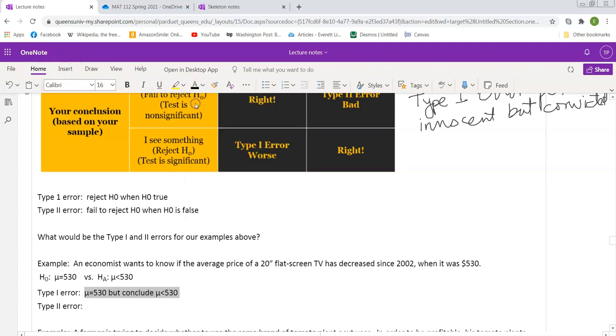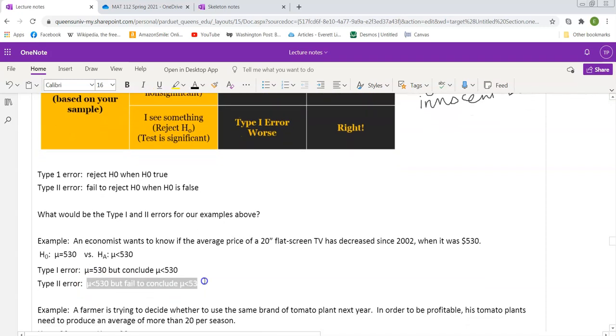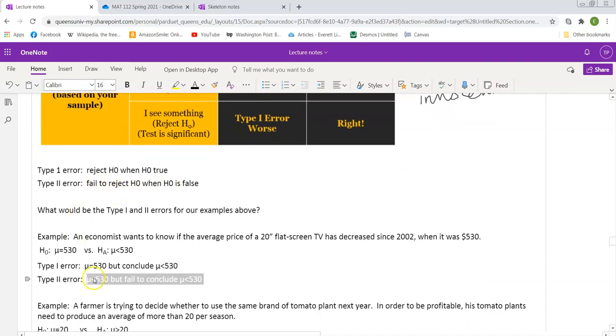And to save time, I went ahead and typed these in so I can just unwhite them out as we go. So a type 1 error would be that we reject H0 when H0 is actually true. Okay? And a type 2 error would be that we fail to reject H0, but H0 is false. So if H0 is false, that means that mu really is less than 530, but the test didn't show it. All right?